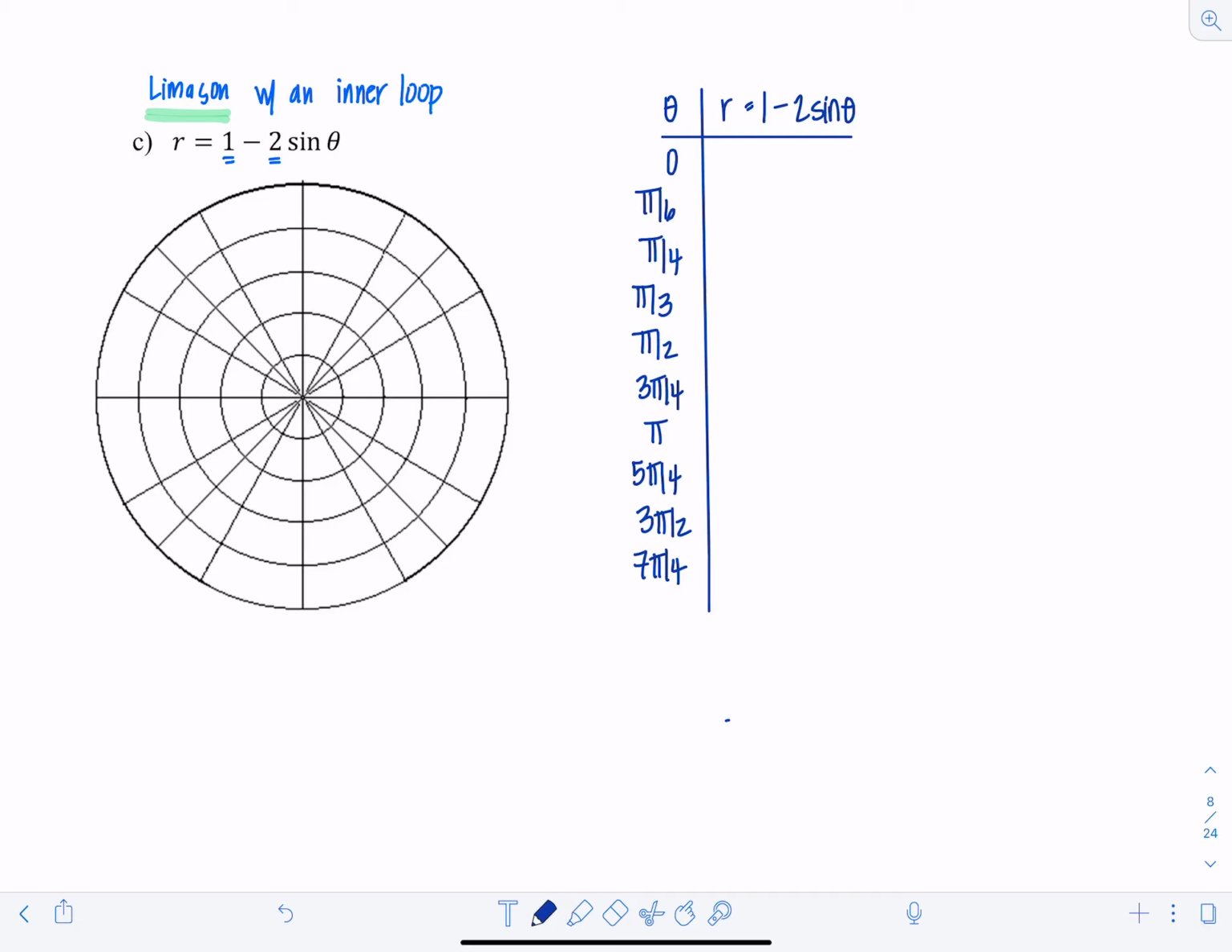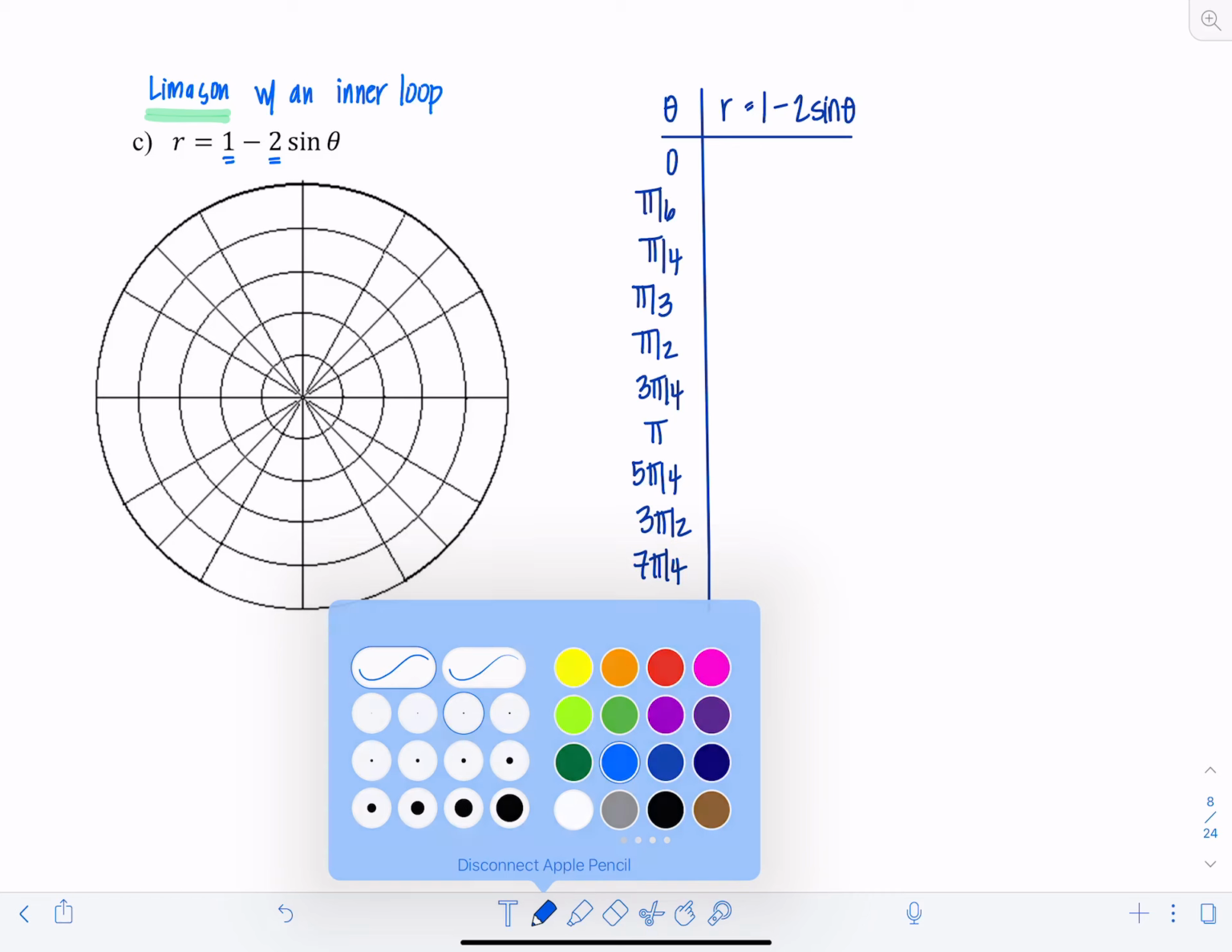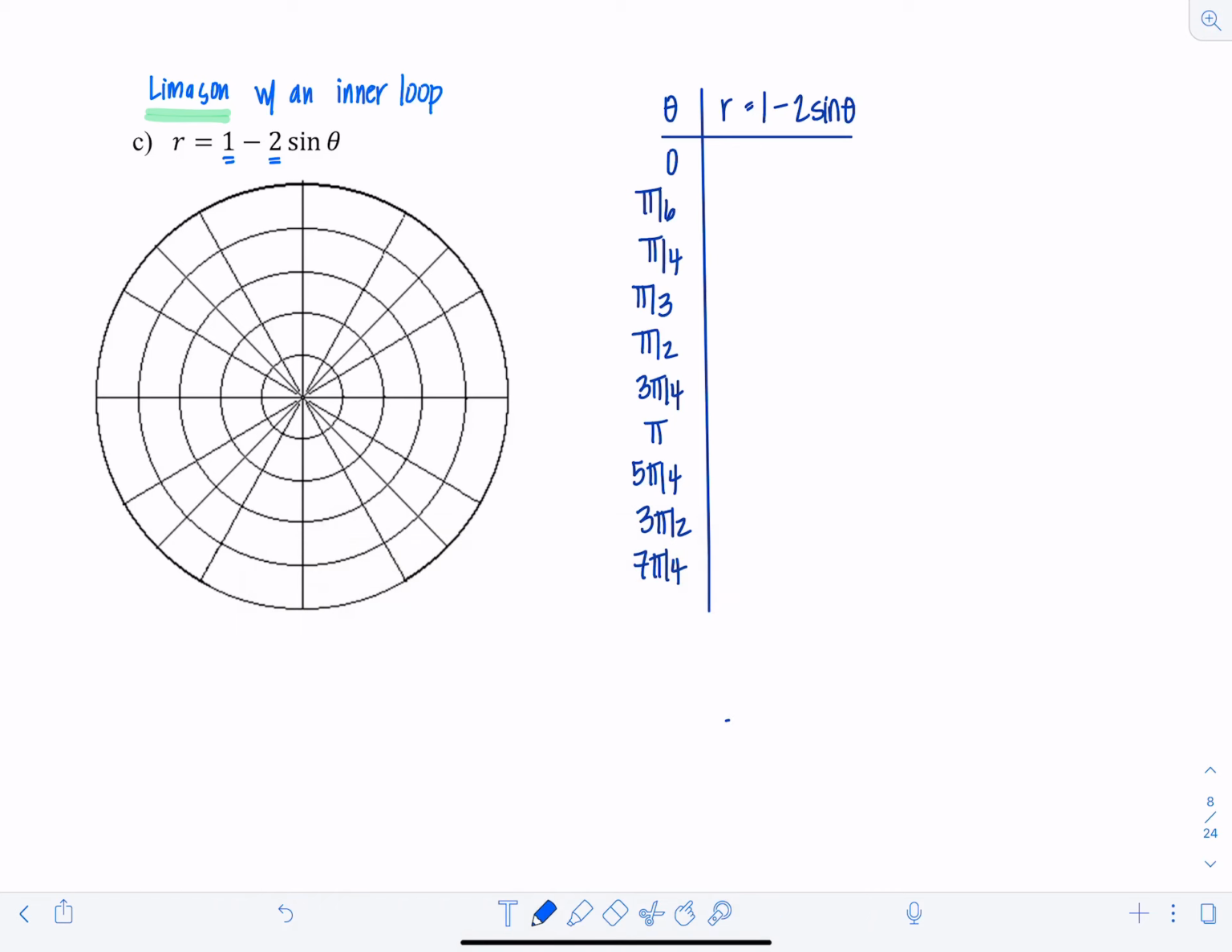Okay, so let's see here. Sine of 0 is 0, so 1 minus 0 is 1. Sine of pi over 6 is a half, so 2 times a half is 1. 1 minus 1 is 0. Pi over 4, I'm going to have 1 minus 2 times rad 2 over 2, so it's just 1 minus rad 2. And remember, rad 2 is about 1.4, so 1 minus 1.4 is about negative 0.4. Pi over 3, I'm going to have 1 minus rad 3, so negative 0.7. And then at pi over 2, sine is 1, so 1 minus 2 is negative 1.